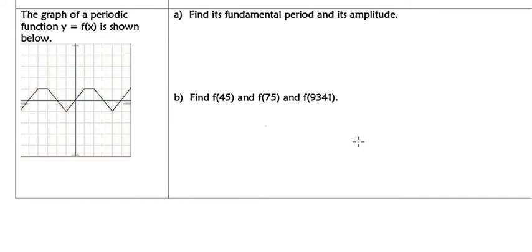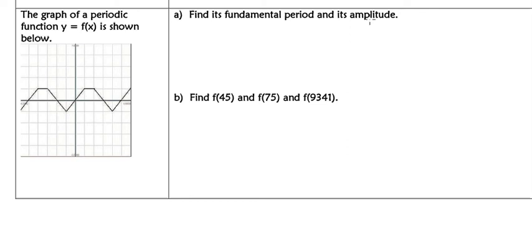All right, here we go. It says the graph of the periodic function y equals f of x is shown below. And so A here just says, state the fundamental period, meaning how often does it repeat itself and continue on that pattern, and then find its amplitude.